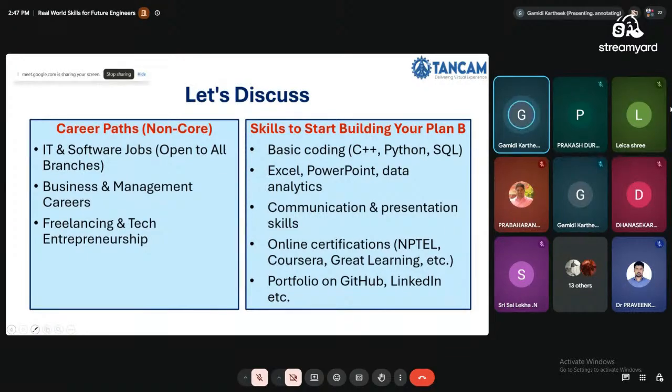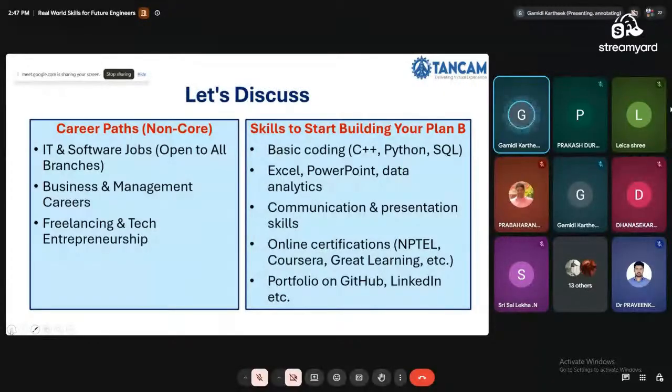It's basic common sense. If you apply, you can learn data analytics easily. You should have good communication and presentation skills. For example, even if you are very good in your core engineering or in non-core engineering, if you don't know how to present it, there is no use. So you should be very good in communication and presentation skills.